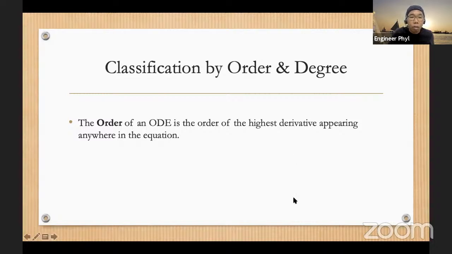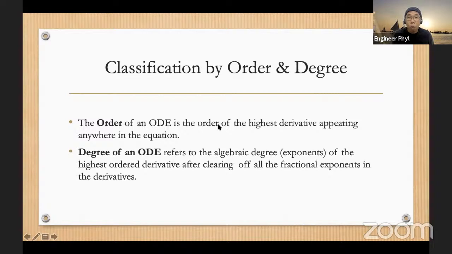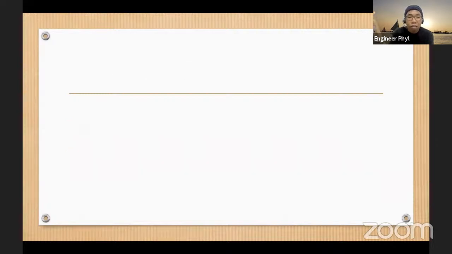When we say order, it is the order of the highest derivative that appears in the equation. Okay, and the degree of an ODE, or ordinary differential equation, is the algebraic degree or exponent of the highest order derivative after clearing off all the fractional exponents that you can see in the equation, or specifically in the derivatives. Okay, let's have an example.